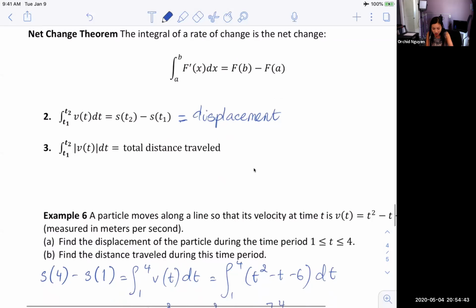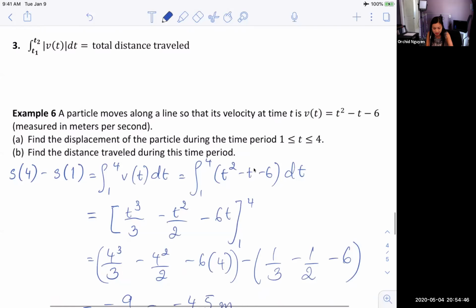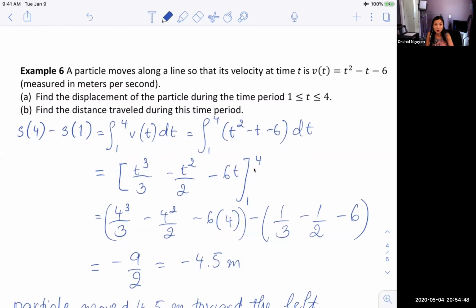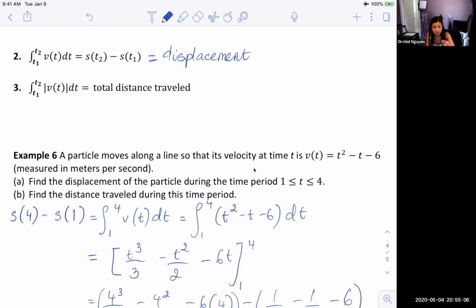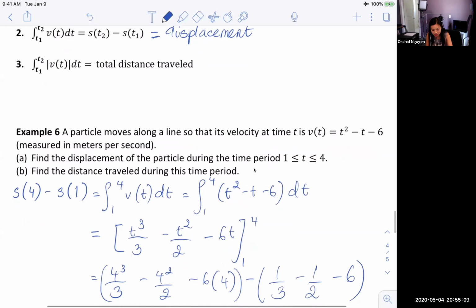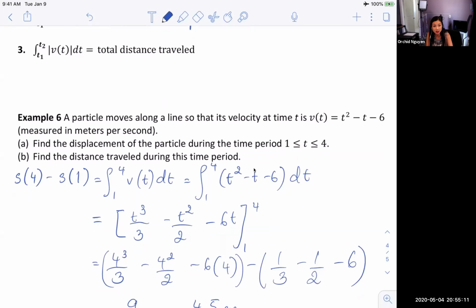All right, so let's talk about the next example, example 6. A particle moves along a line so that its velocity at time t is given by t squared minus t minus 6. So first, I want to find the displacement of the particle during the time period from 1 to 4. So you see right there, that's the equation. Based on equation 2, I just pretty much copy it down. So s of 4 minus s of 1 is going to be the integral of v of t dt. And then I plug it in, t squared minus t minus 6 dt.